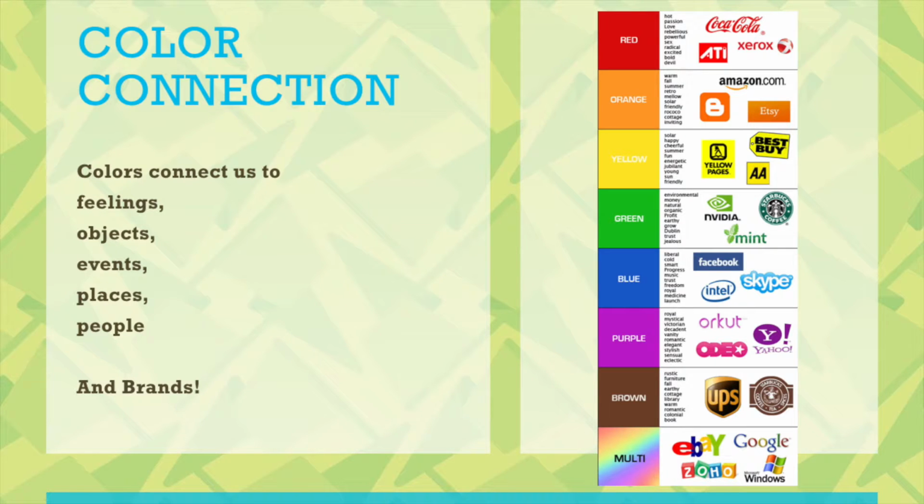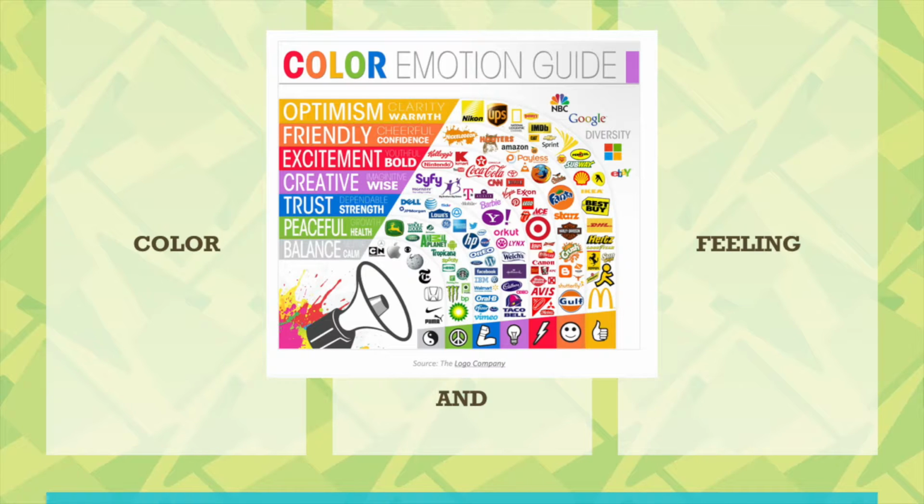Colors connect us to feelings, objects, events, places, people, and brands. Different colors can help link our brands to different emotions, the same way archetypes help link brands to emotions, because colors interact with our brains in a highly intuitive manner. We sometimes think about the way color impacts our mood when we're deciding what to wear or what color to paint our walls, but it's not too often that we think about how color impacts our buying behavior, what we decide to purchase or not.